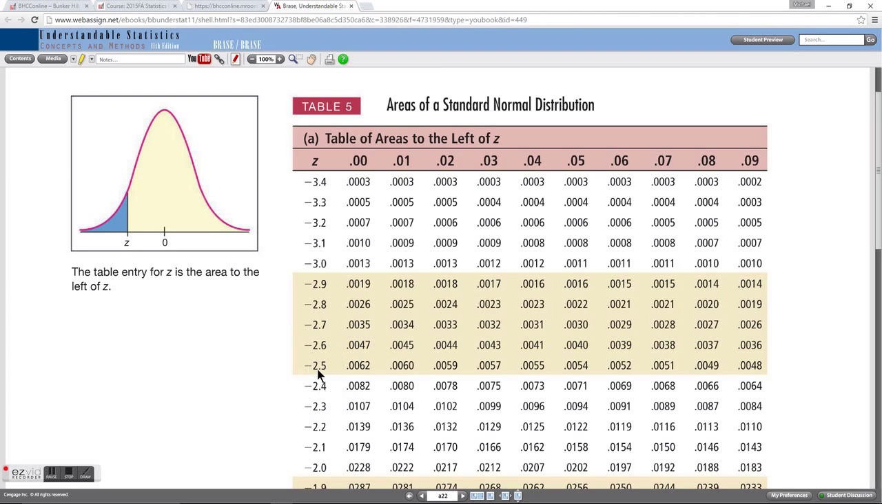Matching up negative 2.53, that row and that column, leads me to an area of 0.0057. That would be the area underneath the normal curve to the left of z is negative 2.53.